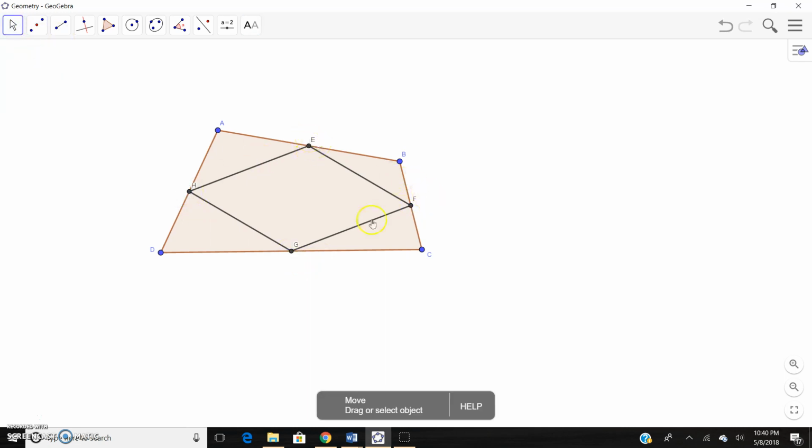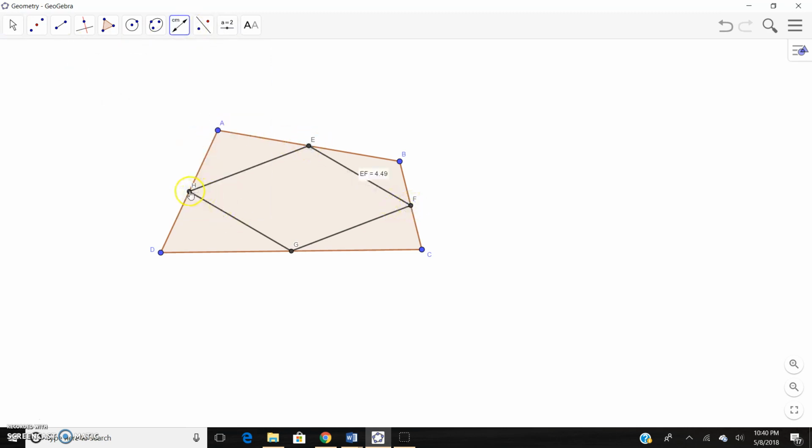So we have points E, F, G, and H, which we connected to make another quadrilateral. So we have quadrilateral A, B, C, and D, and then we have quadrilateral E, F, G, H. And E, F, G, H is formed by the midpoints of each side of quadrilateral A, B, C, D. So we can make some measurements here.